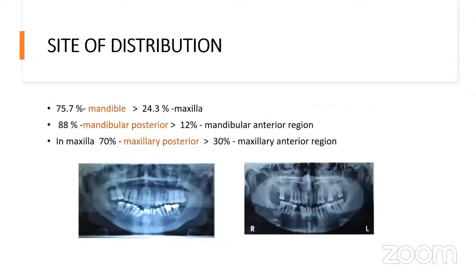And in the site of distribution, mandible was more common than maxilla. The mandibular posterior region was more common than the maxillary anterior region. This was in contradiction to the literature, which suggests that the maxillary anterior is more common than the maxillary posterior.